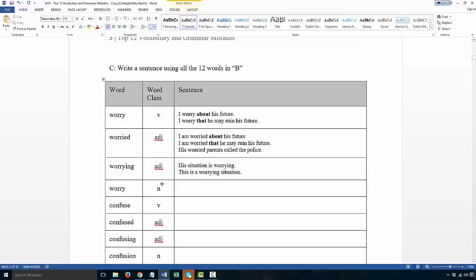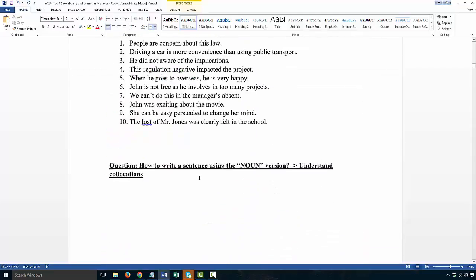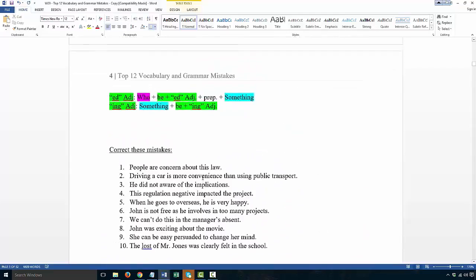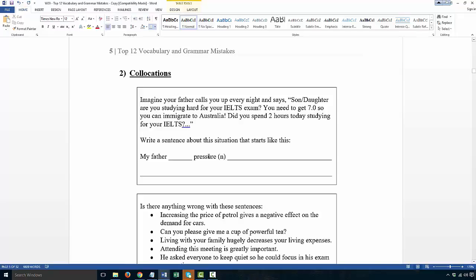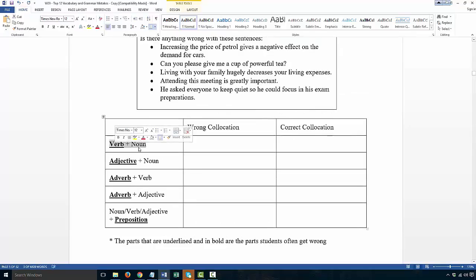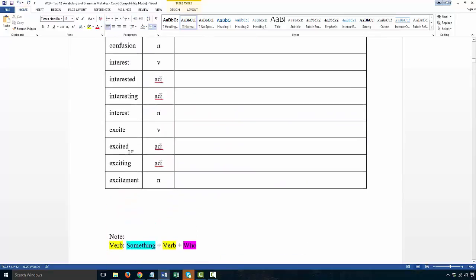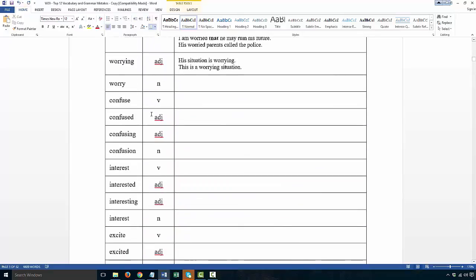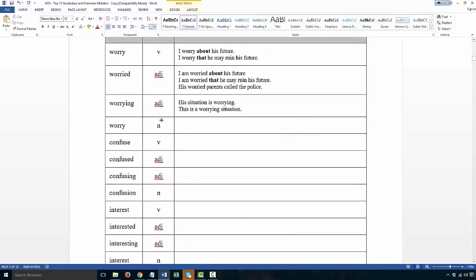When you have a noun, remember, as I taught you in collocations, the second mistake, remember we went through pressure, and then you want to get the correct verb. The number one most common collocation mistake is when you have a noun, and then students fail to get the correct verb. So here you have a noun, worry. You may want to know what kind of verb.